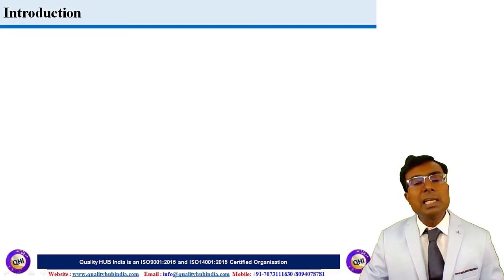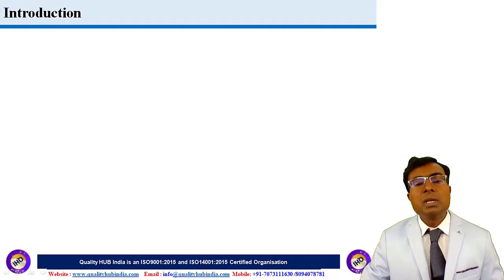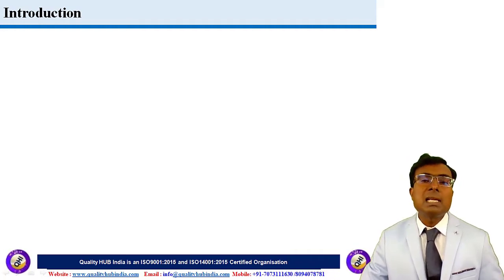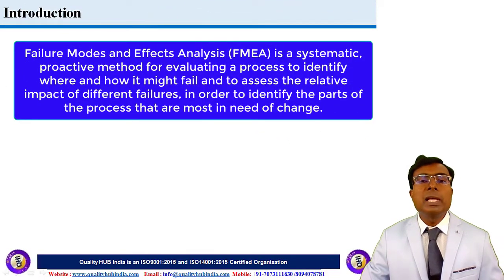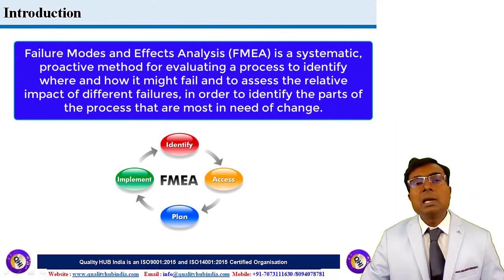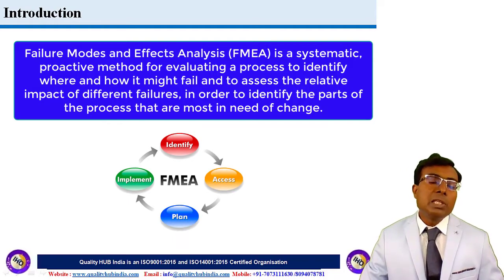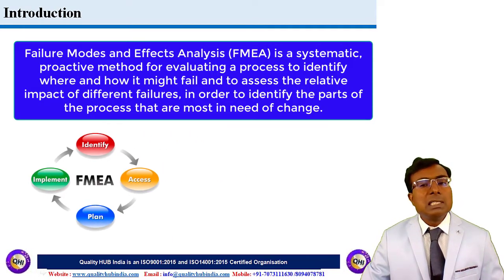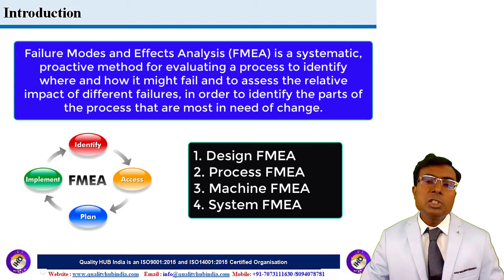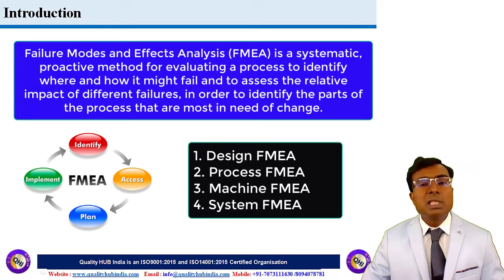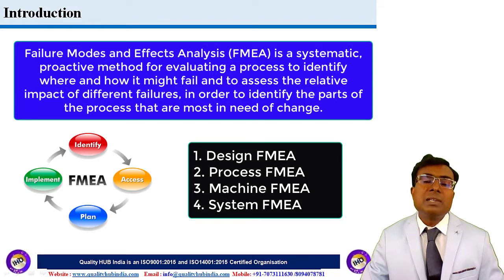Before going to understand the difference between DFMEA and PFMEA, let's first of all understand what exactly is FMEA. Friends, FMEA is an acronym which stands for Failure Modes and Effect Analysis. There are four types of FMEA typically being used in industry. Those are Design Failure Modes and Effect Analysis, which in short is called DFMEA, Process Failure Modes and Effect Analysis, which in short is called PFMEA. There is Machine Failure Modes and Effect Analysis, which is done for machines, and System Failure Modes and Effect Analysis, which is done for systems.